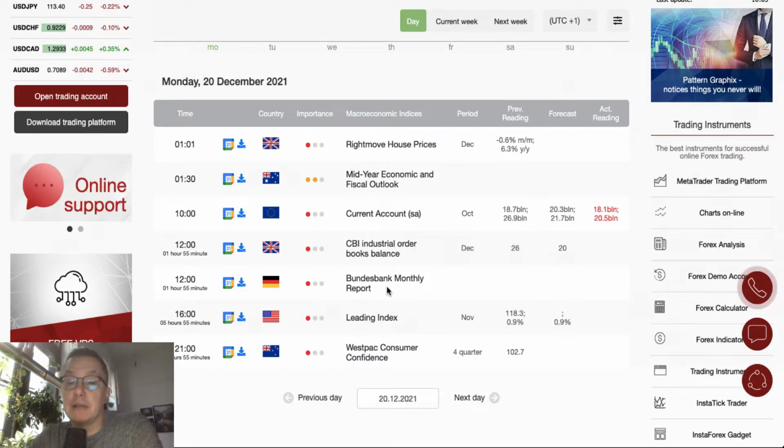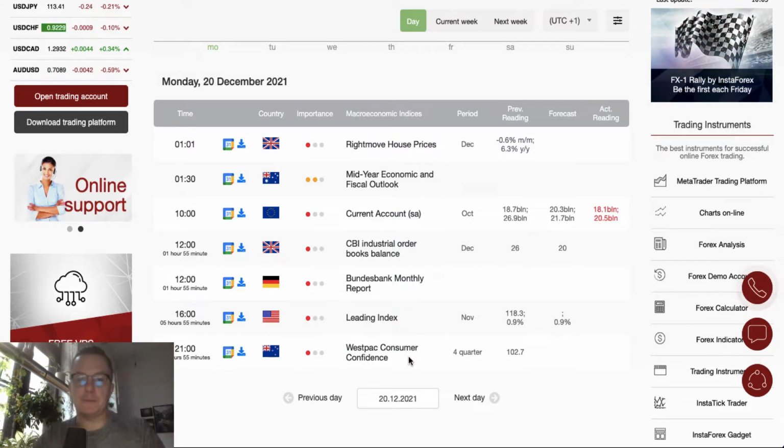During the New York session, we got the leading index from the US and the Westpac Consumer Confidence Index for the fourth quarter from New Zealand. The last one is scheduled for release at 9 p.m. So that's about everything from the economic calendar. Let's take a look at the majors.